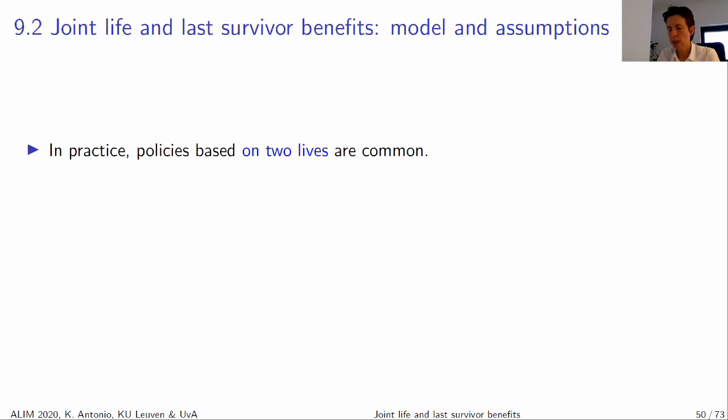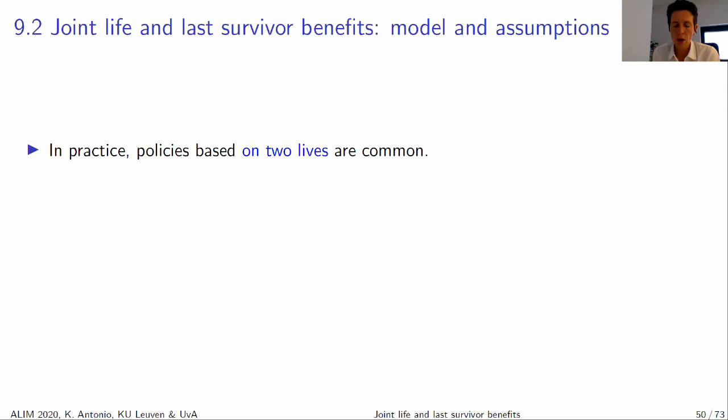So that concludes, in fact, chapter 8 from the book. Next week I will take some time to do some exercises and to illustrate the calculations in R and so on and so forth. What I want to launch today for the last half an hour is to look into chapter 9 from the Dickson et al. book, which discusses the design of joint life and last survivor benefits and products. So that's what we're going to do.